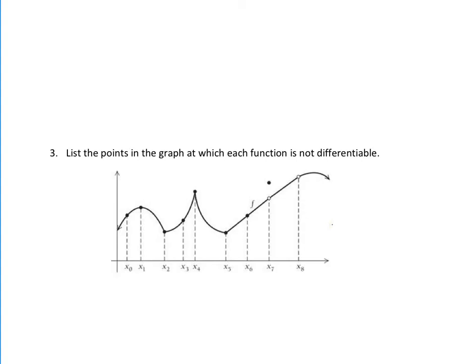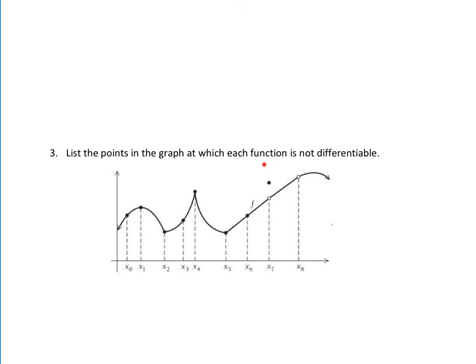So looking at this graph, if we look at x sub 2, notice there we have a corner in the graph, so therefore it's not differentiable at that point. And if we were to try to draw a tangent line at that point on the curve, we wouldn't be able to because we have a corner there, so it is not differentiable. Also notice the same sort of thing is happening at x sub 4. We have a corner there, so it is not differentiable. Same thing at x sub 5. We have another corner there, so it is not differentiable.